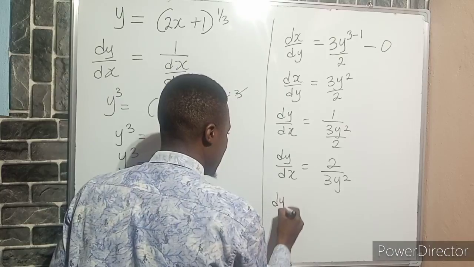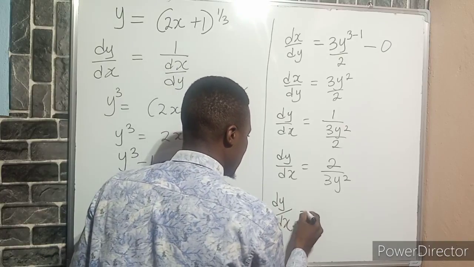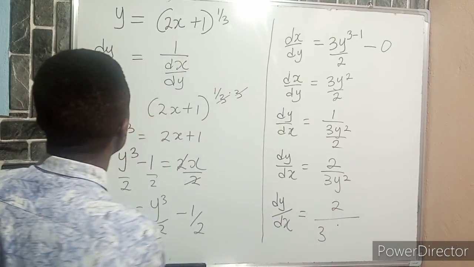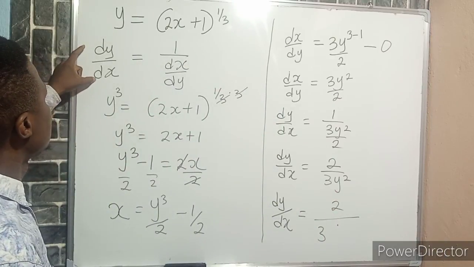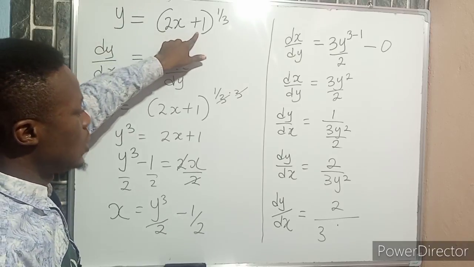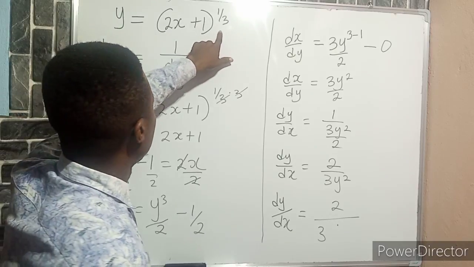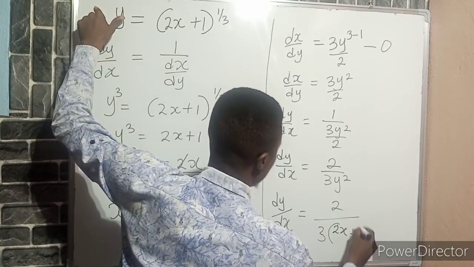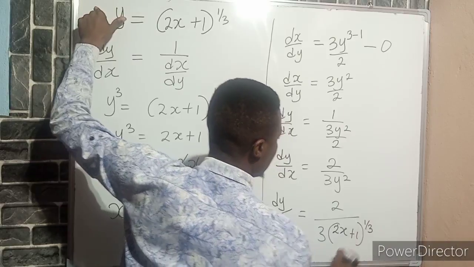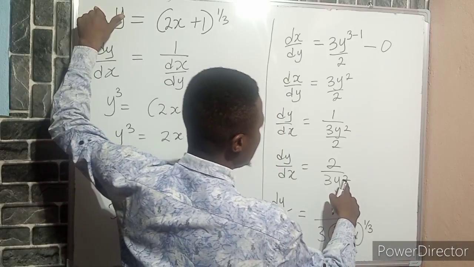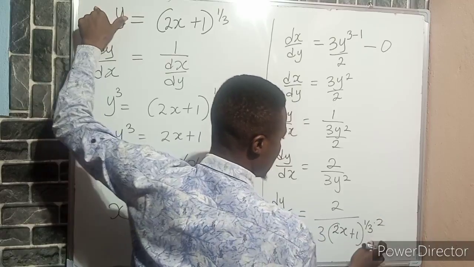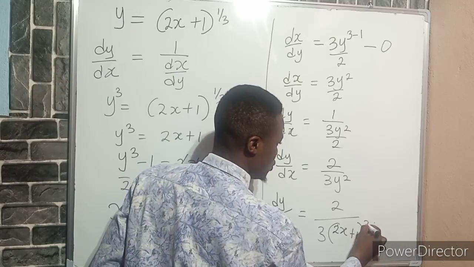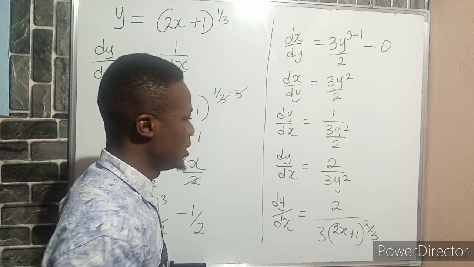Remember that finally, our dy over dx will now be equivalent to 2 all over 3, and then seeing my y, what is y originally? y is (2x plus 1) raised to the power of 1 over 3. So you shall have it as (2x plus 1) raised to the power of 1 over 3. Then remember we'll have 2 here, then multiply by 2. And when you multiply by 2, you shall have 2 over 3. So that is what it should be, 2 all over 3, and that is just the answer.